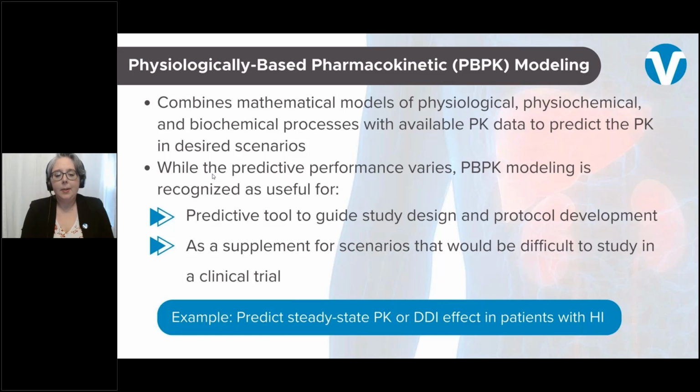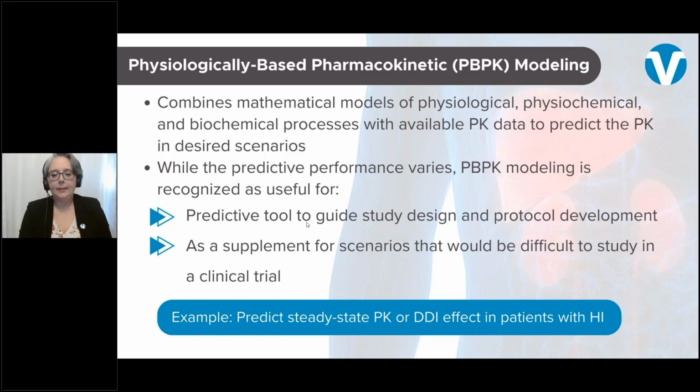This is, again, a rapidly evolving area, and while the predicted performance varies, PBPK modeling is recognized as useful for predicting exposure, particularly with respect to planning for study design and dose selection for your dedicated studies. It can also be used as a supplement for scenarios that would be difficult to study in a clinical trial. There are a lot of recent examples where steady state PK is predicted based on single dose data, or even looking at the effect of drug interactions in patients with hepatic impairment.